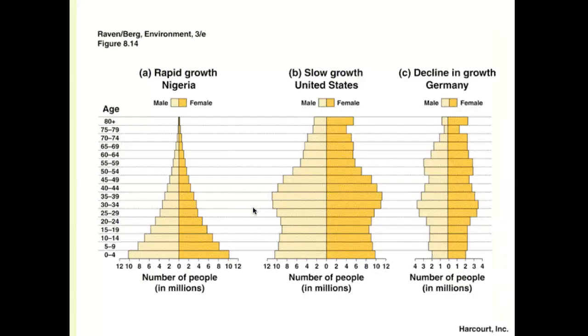If you look at something like this, the United States is a little bit like this. This is still growing, but slower, okay, because we still have a pretty significant young population, but it's not as wide as the middle. And so it'll still increase, but not as much. So this is a slow growth graph, and then you have a decline.